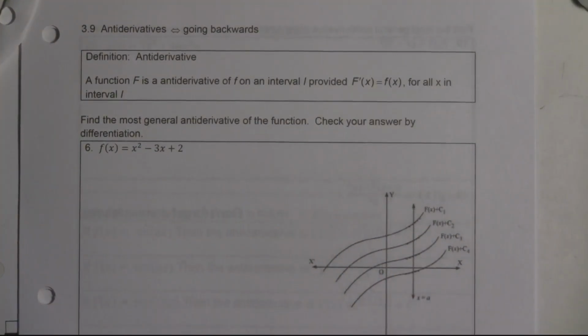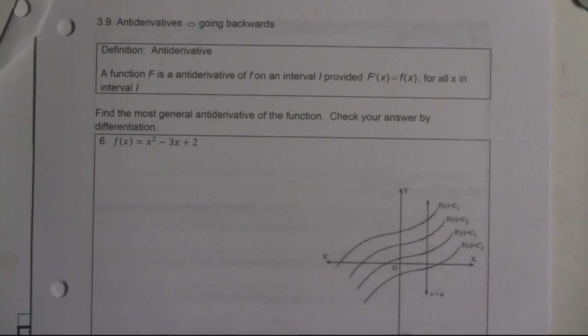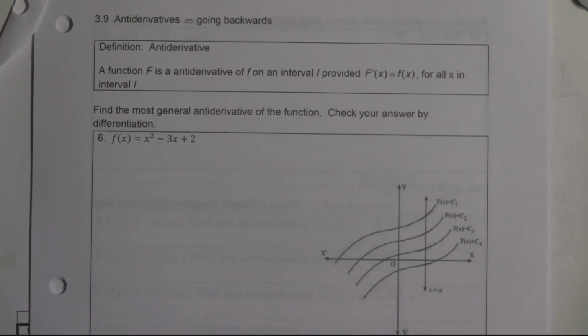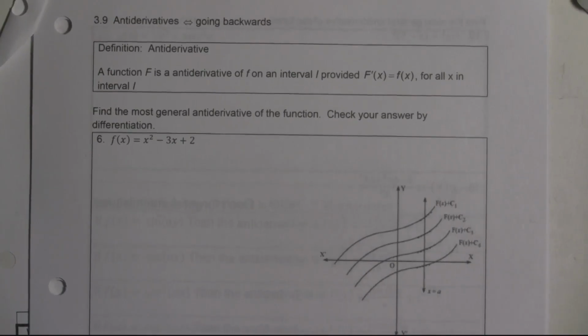Hello, this is 3.9, Antiderivatives, first section in Unit 4 for us. They start the antiderivatives in Chapter 3, but they continue the antiderivatives all the way through Chapter 4 and also through Chapter 5. So here they tell us the definition of the antiderivative.